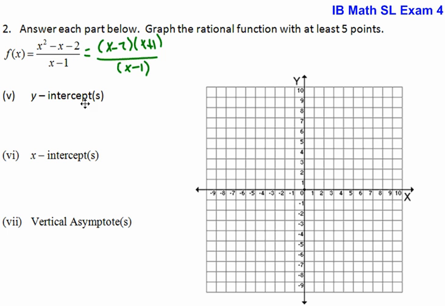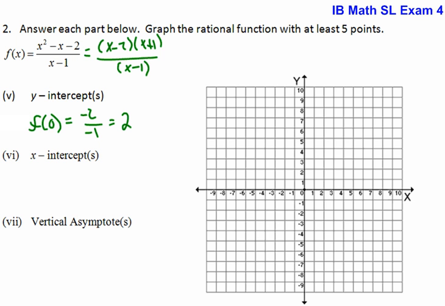All right, well, let's go ahead and start now. Our y-intercept, which always means that we let x equal 0. So if I do f of 0, well, look right here, 0, 0, negative 2 on top, 0, and then negative 1 on the bottom. So that means we have a y-intercept of (0, 2).